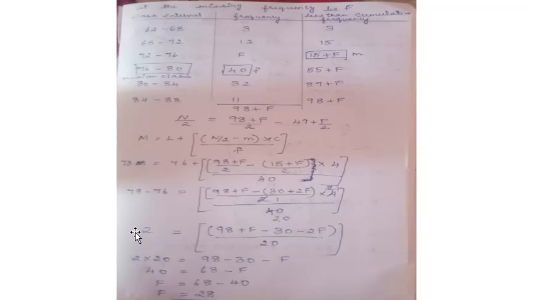Okay, after that you can cross multiply this. When you cross multiply, 20 into 2, 2 into 20 is equal to 98 plus f minus 2f. So cancel 1 f, you will get minus f. So 98 minus 30 minus f. 2 into 20, 40 is equal to 98 minus 30, you will get 68 minus f. f you bring this side, it becomes plus f is equal to 68. Bring this plus this side, minus. 68 minus 40, you will get 28. So the value of f is 28.